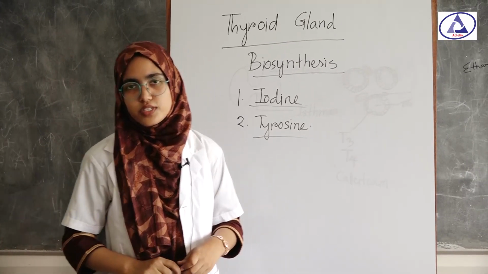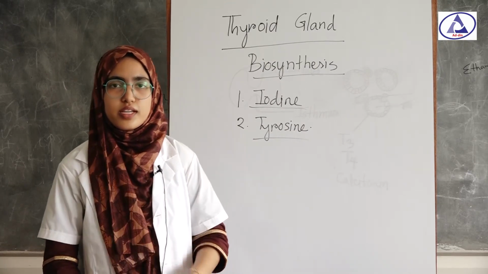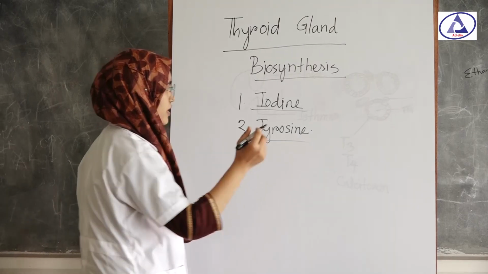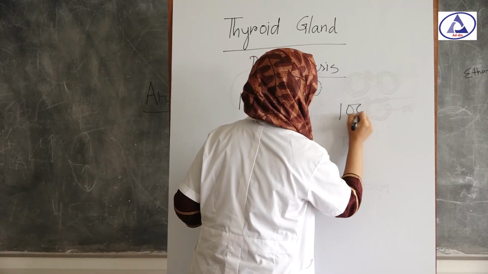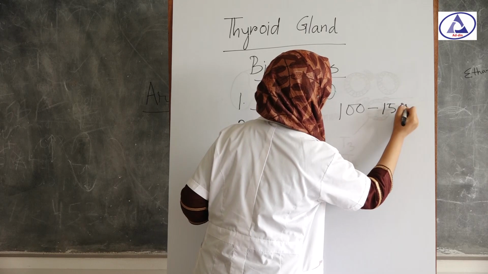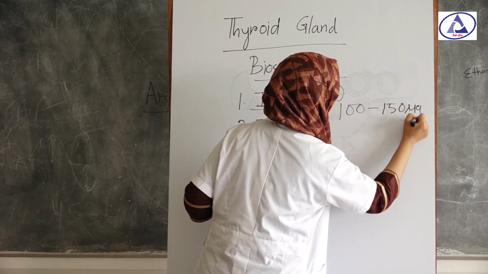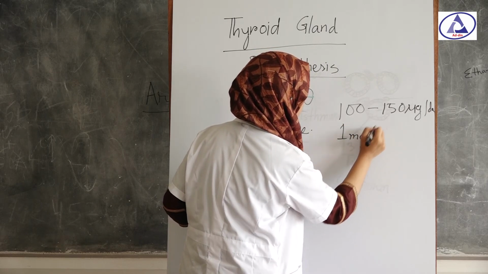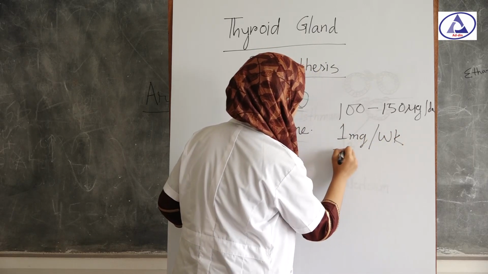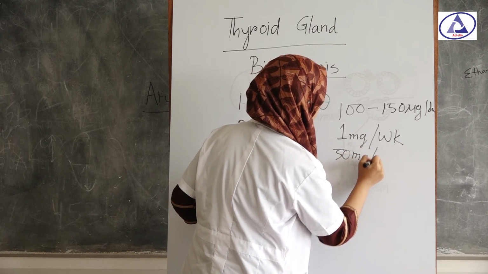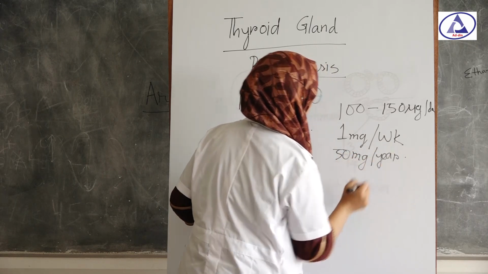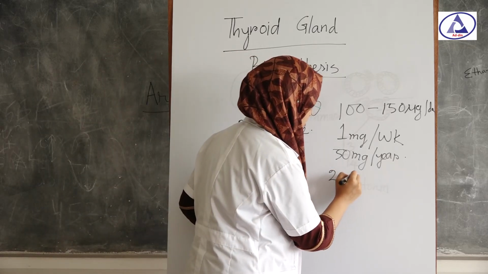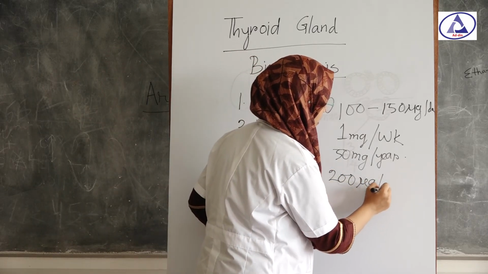Iodine is a micronutrient which is required in our body. In adults, it is 100 to 150 microgram per day. I am writing here, in adults, the daily requirement of iodine is 100 to 150 microgram per day, or 1 milligram per week, or 50 milligram per year. But in pregnancy, the daily requirement increases to 200 microgram per day.